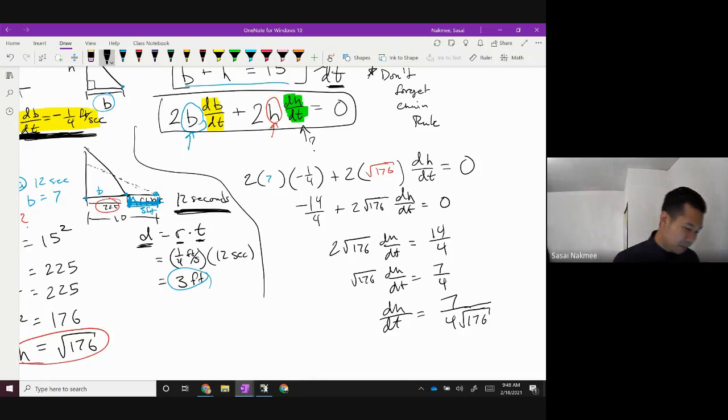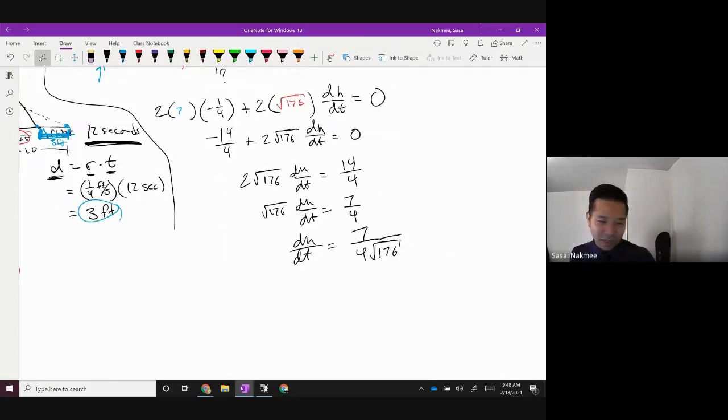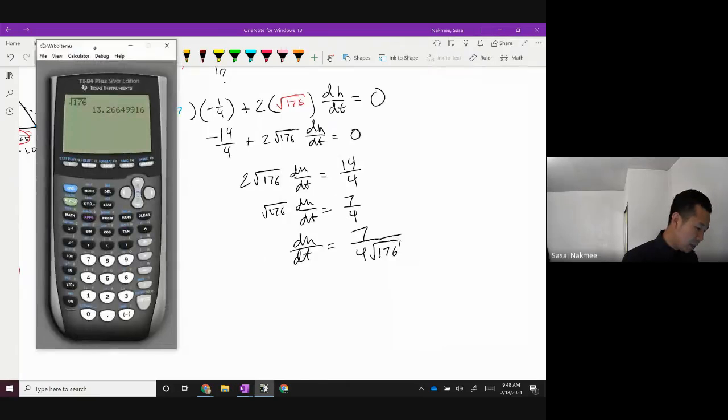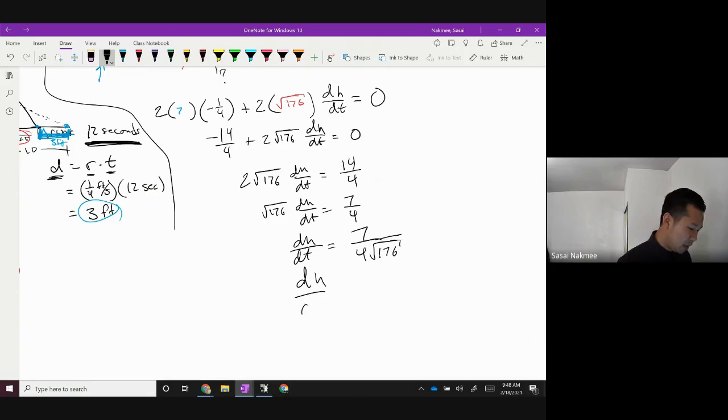Of course, that doesn't really make much sense. Like, I don't understand what that number is. So if you really want to know what that number is in the sense of what this problem is doing, just plug it into your calculator. All right, I'm going to have here 7 divided by, and I'm going to put this in parentheses, 4 times the square root of 176. Oops. Put that in parentheses like so. And I get here a decimal value of dH dt equaling 0.